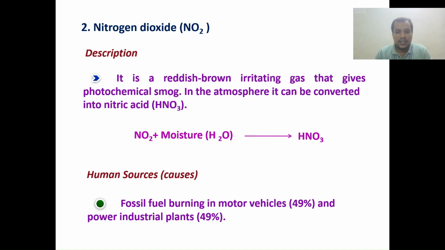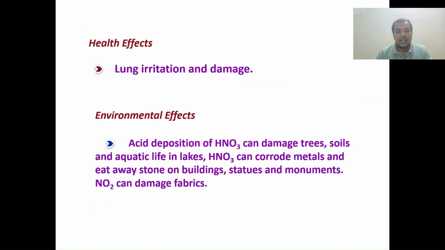Nitrogen dioxide is a reddish-brown irritating gas that gives photochemical smog. In the atmosphere, it can be converted into nitric acid. The reaction is between nitrogen dioxide plus moisture or water, which gives nitric acid. So it will affect the human lung. Human sources of nitrogen dioxide: fossil fuel burning in motor vehicles, more than 49%, and power and industrial plants, more than 49%.